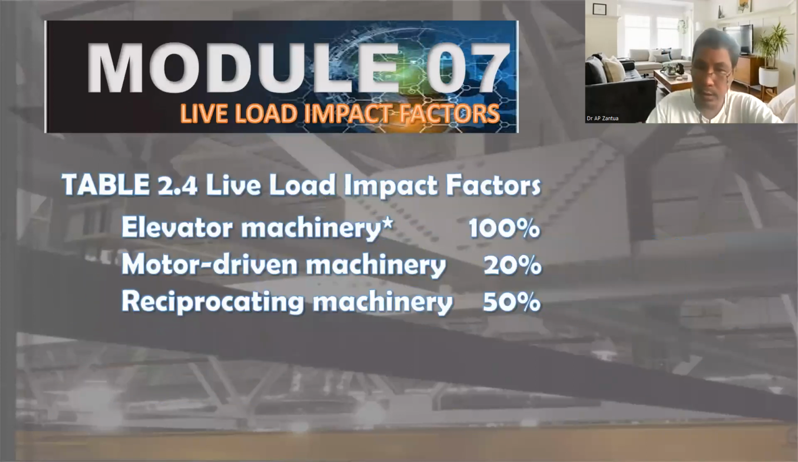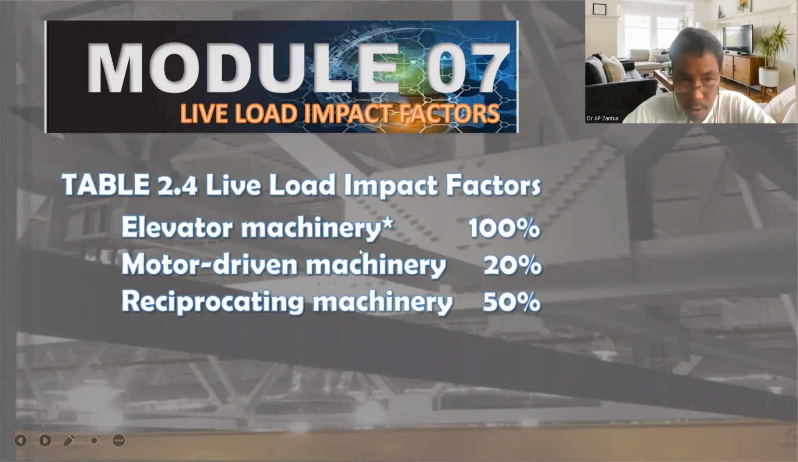Let's resume on this page where we have Table 2.4. Table 2.4 of what? ASCE 7-10. That is about live load impact factors. So for elevator machinery, that is a load in a building, 100% impact factor. Meaning, if the elevator plus the passenger is weighing 1 ton, times 2, because the impact load is equal to that.